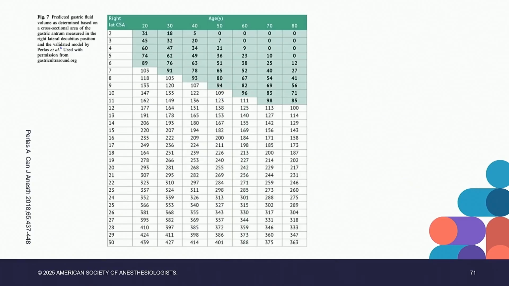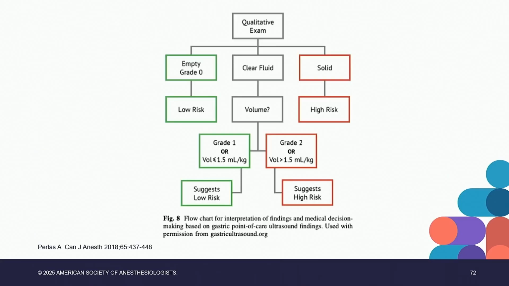There is a simple method as well for the quantitative assessment: you can measure the cross-sectional area, go to this graph, and plot the cross-sectional area against the age. As long as it is in the green, that means you are safe. If it is not green, that means you have a high risk of aspiration.